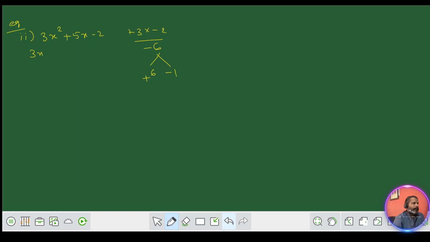Now split it: 3x square plus 6x minus x minus 2. Then take the common factor here: 3x of x plus 2, minus 1 of x plus 2, because the brackets should be similar. Just try to open this and check whether we have properly factorized. Minus 1 into x is minus x. Minus 1 into plus 2 is minus 2. Yes, we are right.